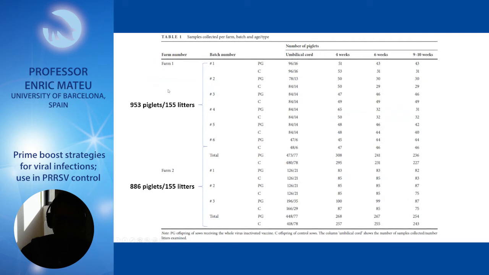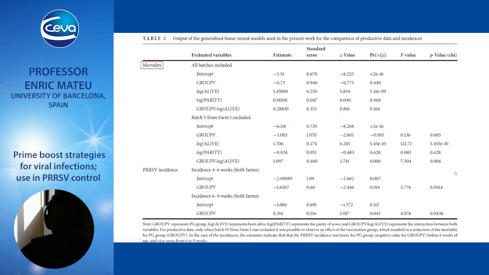In one farm, we studied 953 piglets from 155 litters, and in the other, we examined 155 litters for a total of more than 800 piglets. The number of batches examined were different because both farms were operated with a different routine. The results of this analysis showed that mortality was influenced by vaccination.